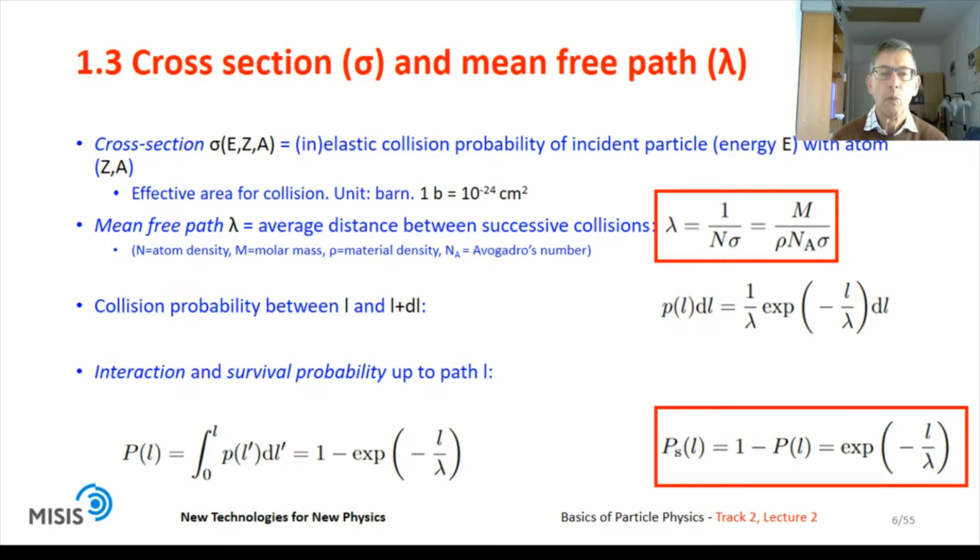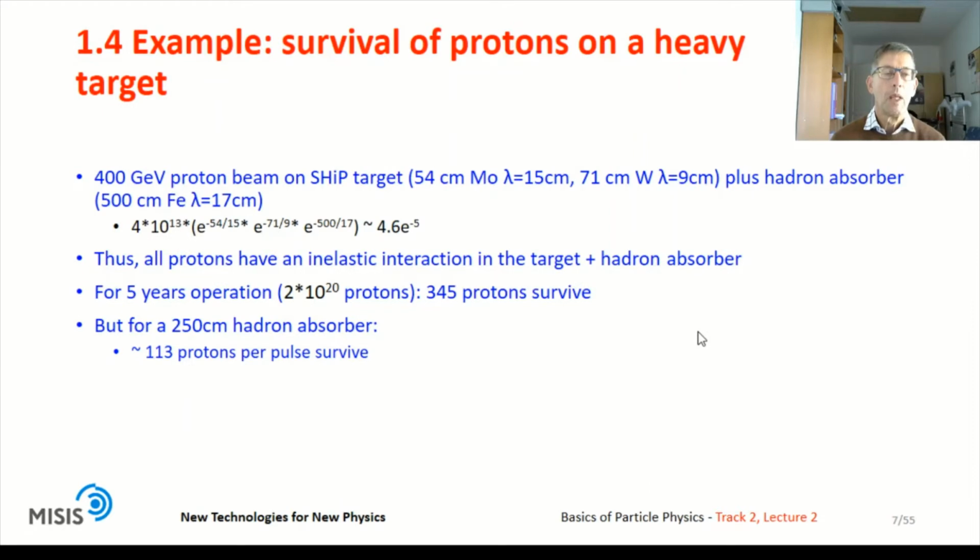And from that you can work out the probability to interact and to survive, which is the exponential of minus L, the distance traversed in the material, divided by this mean free path. So the further you go in the material, the smaller the probability is that it survives, or the larger the probability is that it will interact.